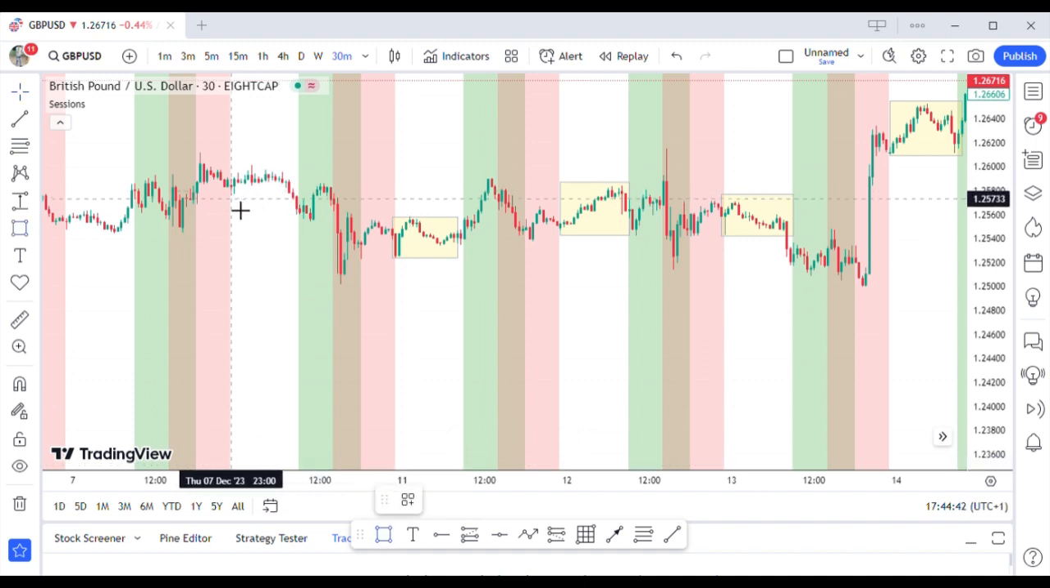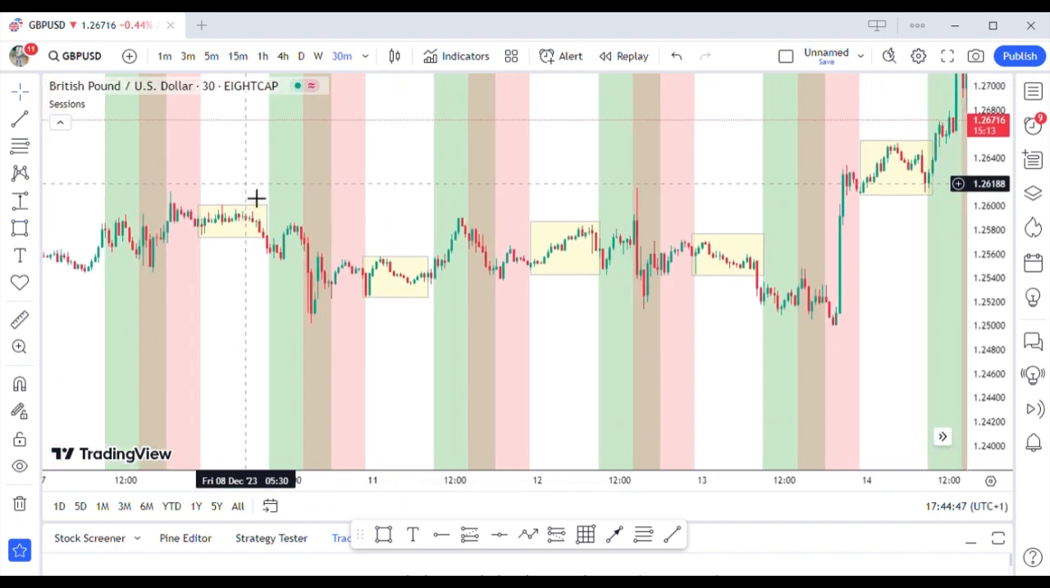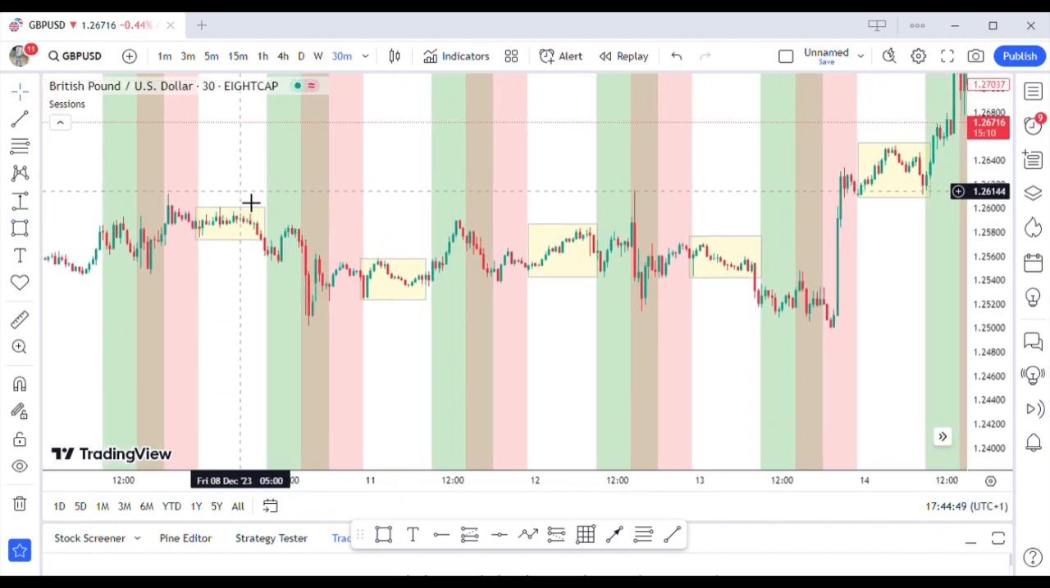So it's not really advisable to trade during Asia session, but there are some currency pairs that you can trade during Asia session. It all depends on the currency pair you back test, you understand, and then the result it gives you. So let's just go to the London session.